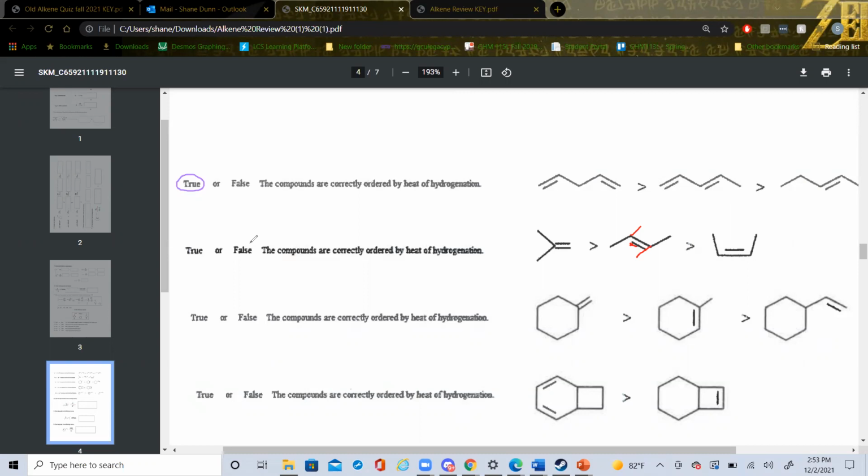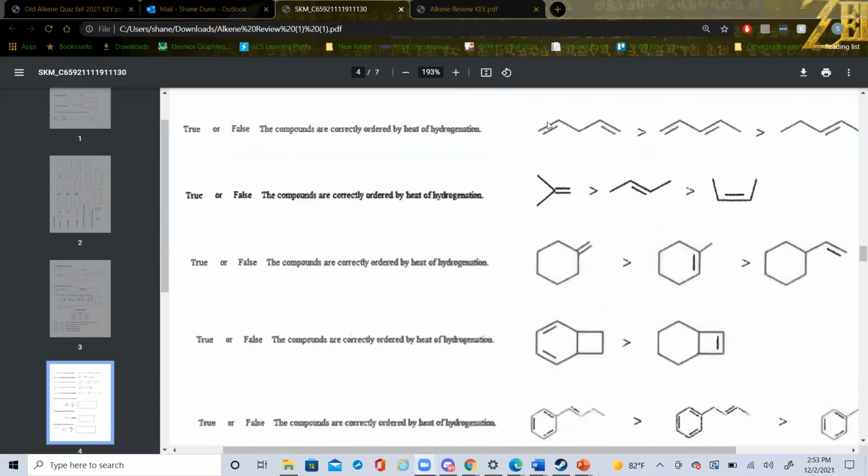So this one right here is false because it should be this guy, then this guy, and then this guy. Okay, second one down here. This third one right here is going to be false as well. I'll show you why. This right here is an example of a tri-substituted structure. This is a monosubstituted structure, and this right here is also a monosubstituted structure.